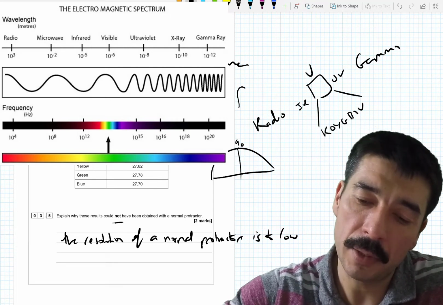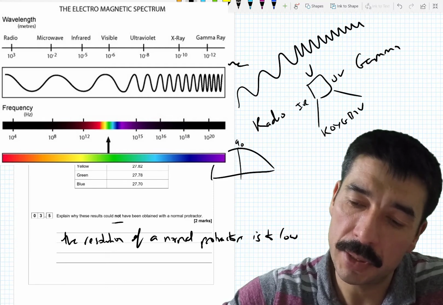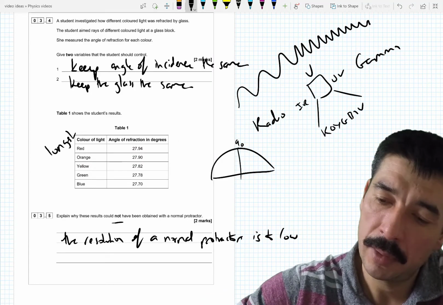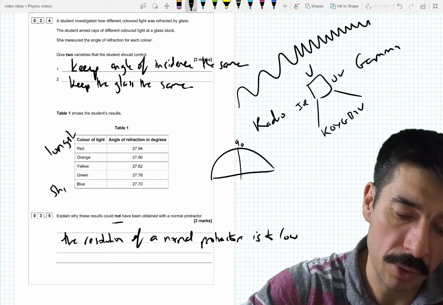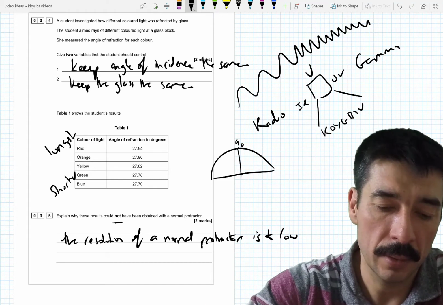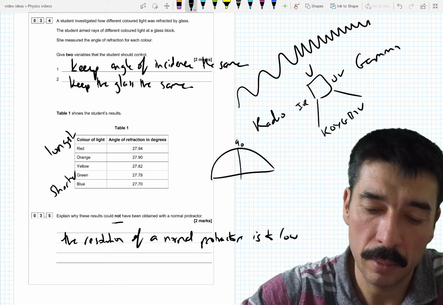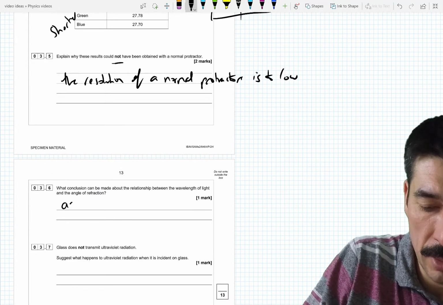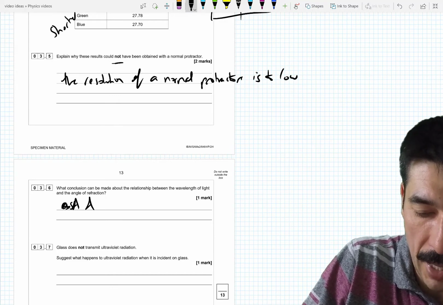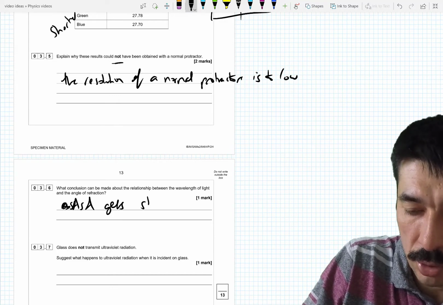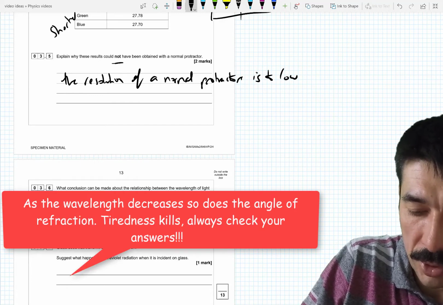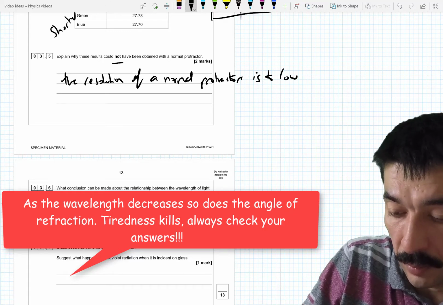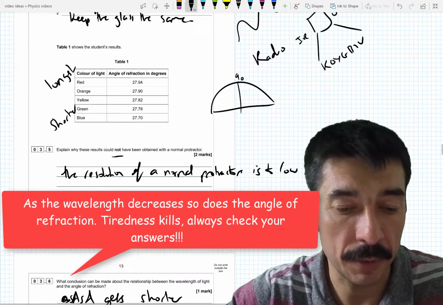Radio waves are the longest wavelength, getting shorter and shorter until you get to gamma rays. So radio is the longest, and as you get towards blue, it's getting shorter. Okay, so let's have a look. Going from longest to shortest, you go from largest angle of refraction to least. So as wavelength, lambda, gets shorter, refraction angle increases. Okay, my handwriting's terrible, so you just have to listen to what I'm saying.